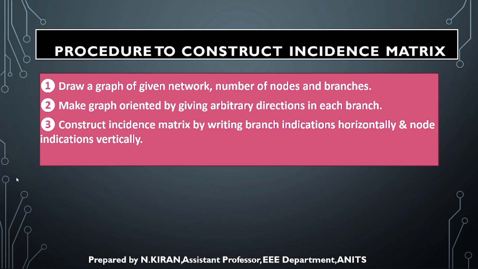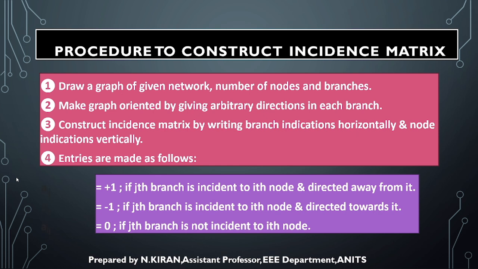The third procedure: we should construct the incident matrix by writing horizontal elements and vertical elements. Just now we have seen what the horizontal and vertical elements are. According to this, we need to enter the matrix. The matrix entries will be either +1, -1 or 0. So these three will be the entries of the matrix. When will I have +1, when will I have -1, and when will I have 0?